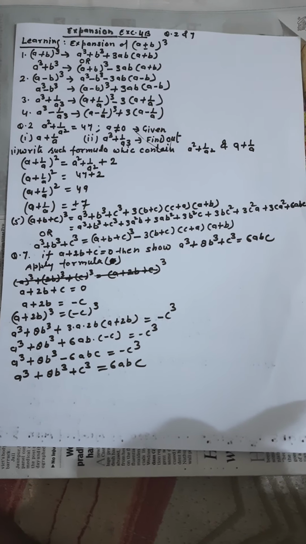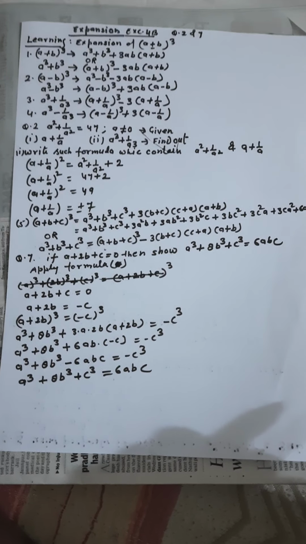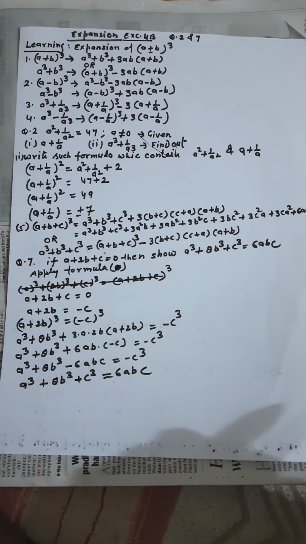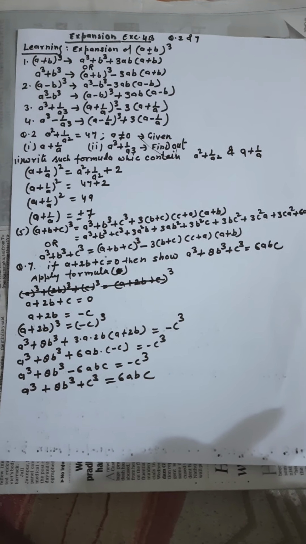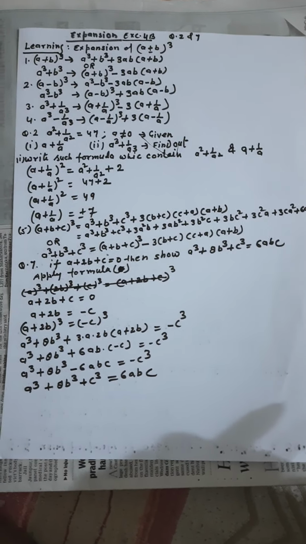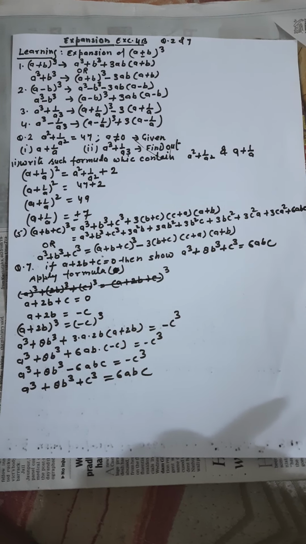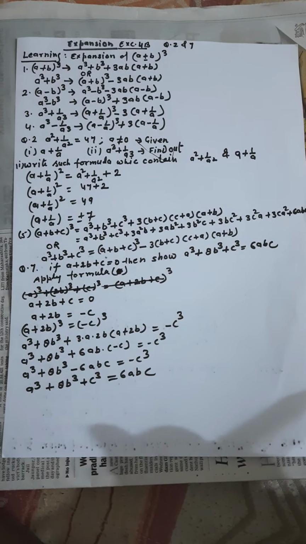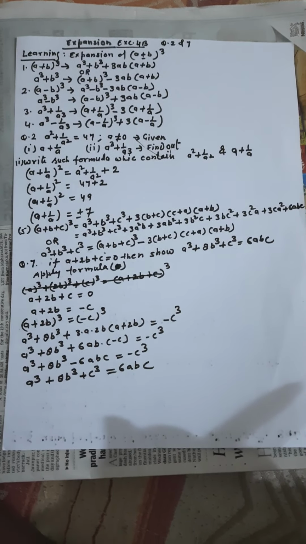Good morning, students. In the previous video, we discussed expansion and we solved the questions of exercise 4A. That was based on the formula (a + b)² = a² + 2ab + b². That was exercise 4A.